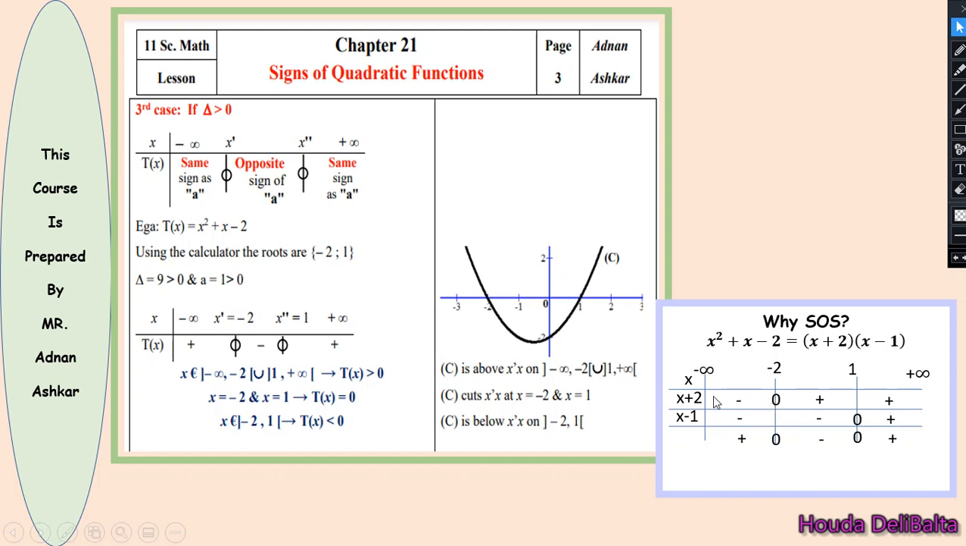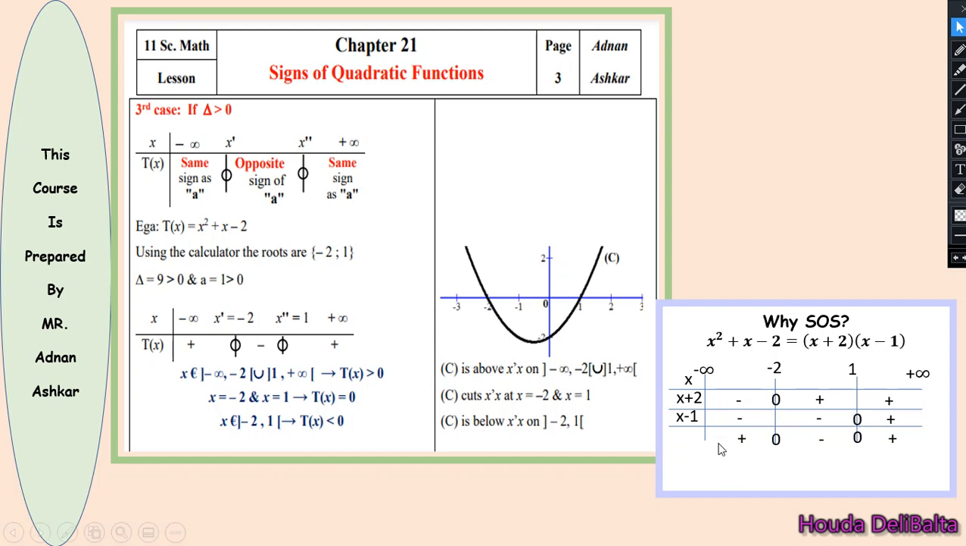Now, we put 0 for x plus 2 at minus 2, because minus 2 is the root for x plus 2. And as you know, before the root we have the opposite sign of x, and after the root we have the same sign of x, so minus, plus, plus. Now this is the factor x minus 1 whose root is 1, so we put the 0 at the root. And again, before the root we put the opposite sign of x, and after the root we put the same sign of x, so minus, minus, plus.